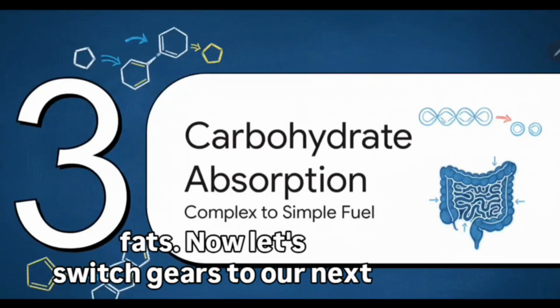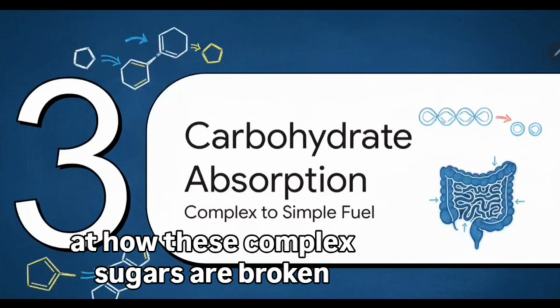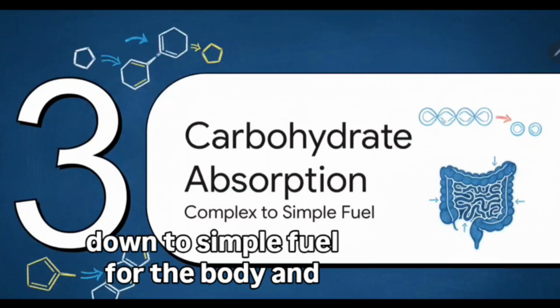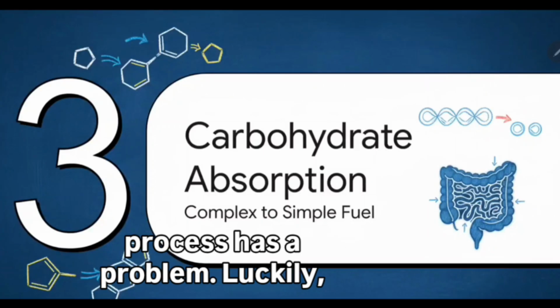All right, so that was all about fats. Now let's switch gears to our next macronutrient, carbohydrates. We'll look at how these complex sugars are broken down into simple fuel for the body. And of course, what goes wrong when this process has a problem.